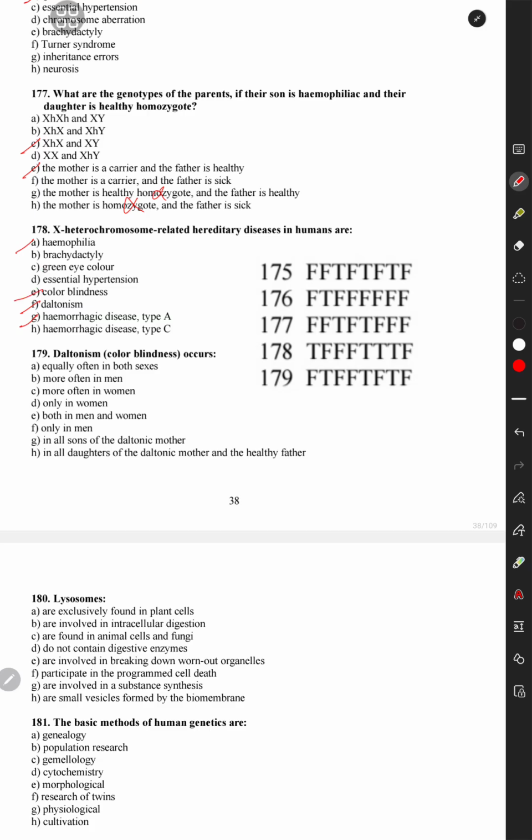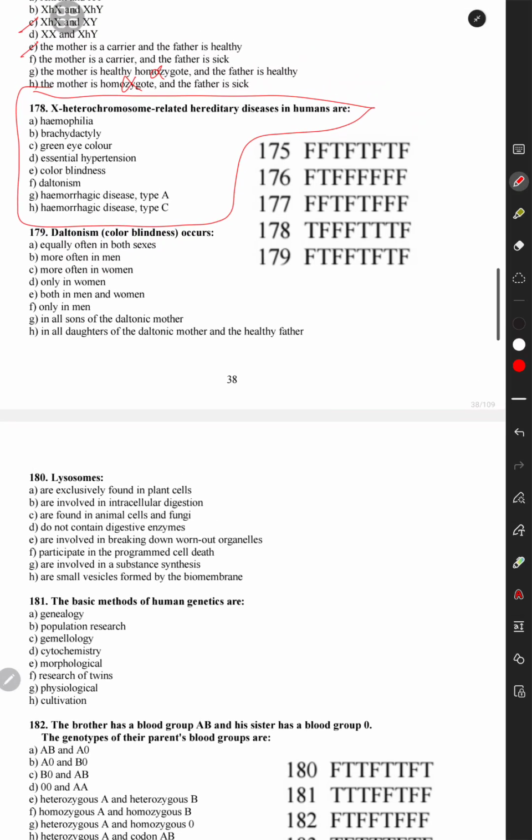Color blindness, daltonism. Hemophilia तो है X chromosome related. Color blindness X linked. Daltonism X linked. But hemorrhagic disease type A is also X linked. Daltonism, color blindness occurs more often in men. Both in men and women, only men and also in women. 179. False, true, false, true, false, true.